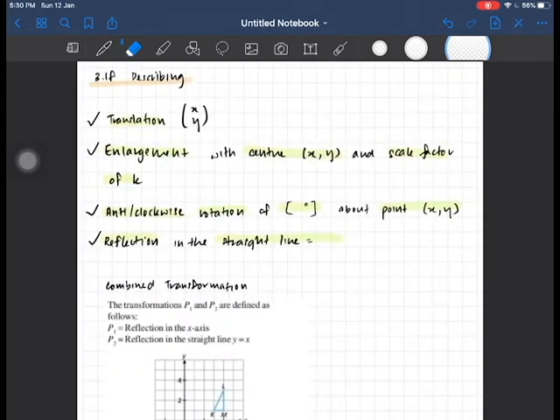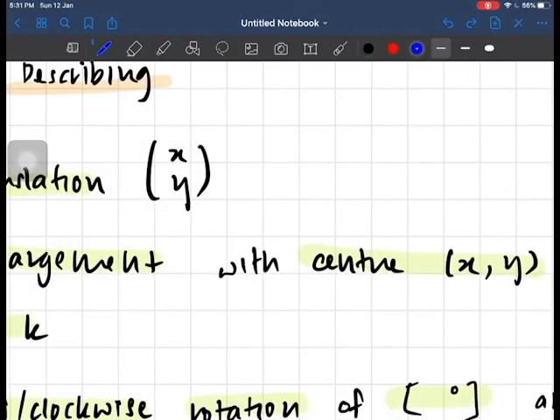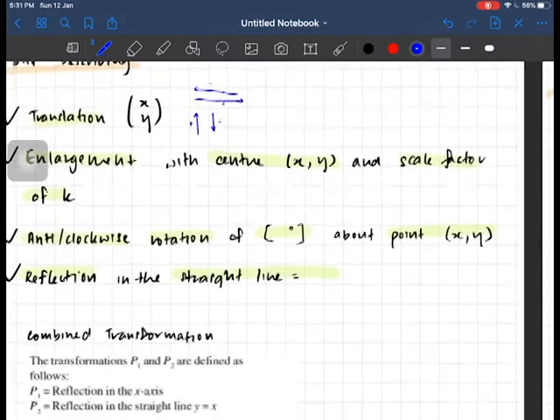Alright, next is describing. One important thing is describing the transformation. By translation, it's easy because you just have to fill in x and y, where x, as I mentioned before, when you go in front, it's positive, and to the back, it's negative. Whereas for y, if it goes up, it's positive. If it goes down, it's negative.